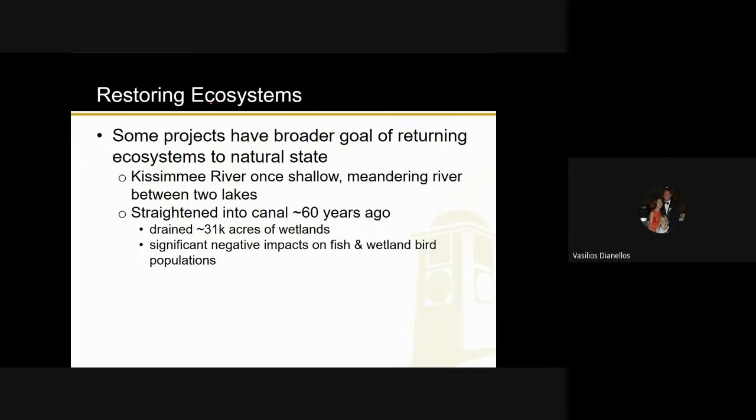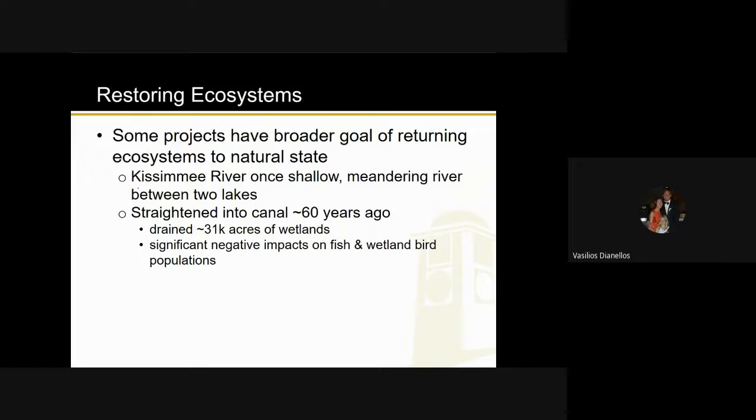Anyway, some projects, here we go. We're still talking about restoring ecosystems. Some projects have a broader goal of returning ecosystems to their natural state. So let me back up again really quickly. The last thing we just talked about was fixing a mistake that just happened. Oh, there's an oil spill. Oh, we mined this area. So sometimes it's very specific. It's like, let's at least undo what we did. And then there's a bigger goal in some cases of completely getting it back to the way it used to be.